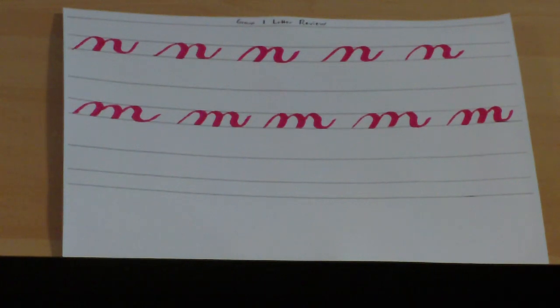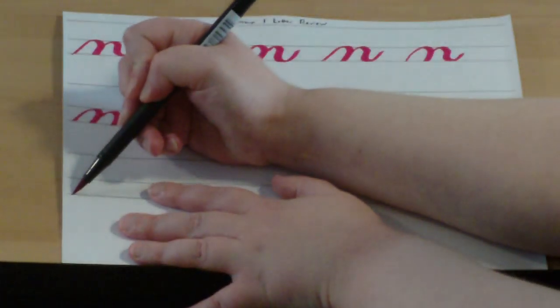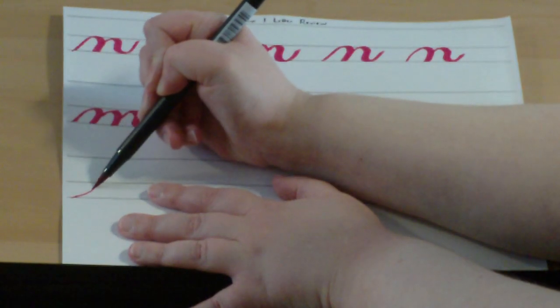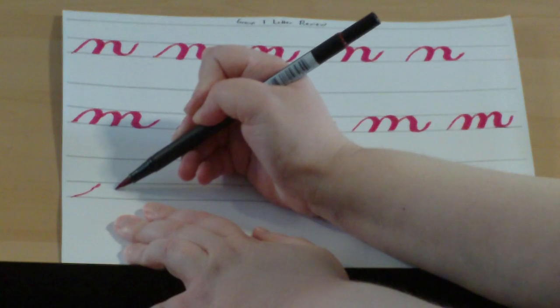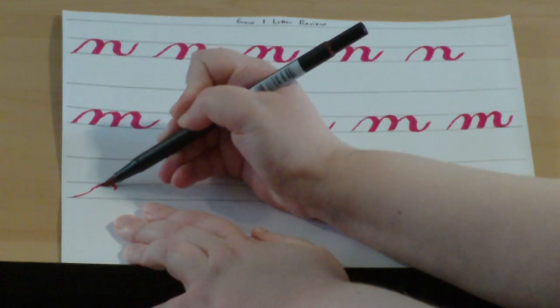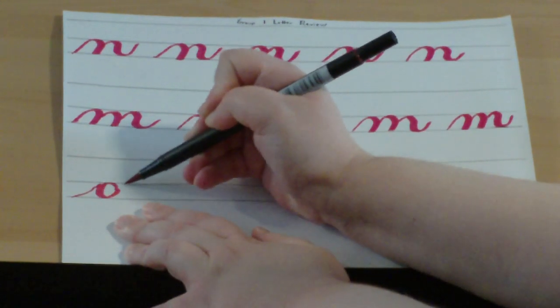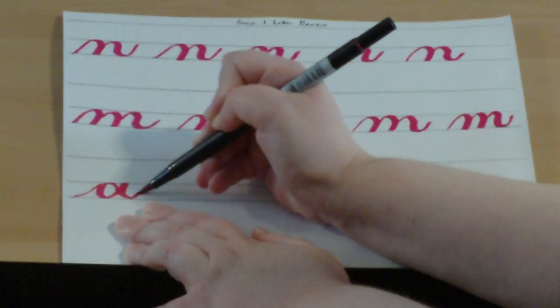Okay, you're doing a good job, boys and girls. We're ready for our third letter that we learned, which was the lowercase letter A. So you start at the baseline, entrance stroke to the waistline, start a little bit below the waistline, make the O shape, then right next to it, an underturn.